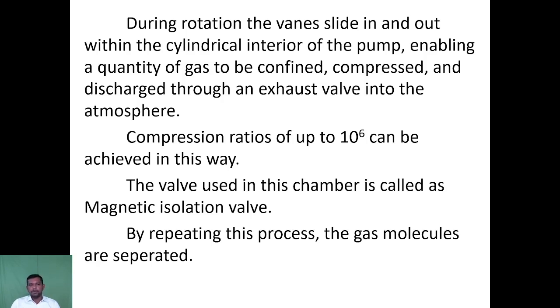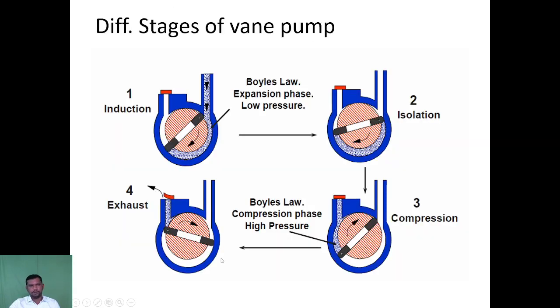The maximum compression ratio of a rotary vane pump is 10 power 6. Here the valve used in this chamber is called a magnetic isolation valve. By repeating this process, the gas molecules are slowly separated as well as isolated and then moved into the atmosphere. Thus vacuum is achieved.